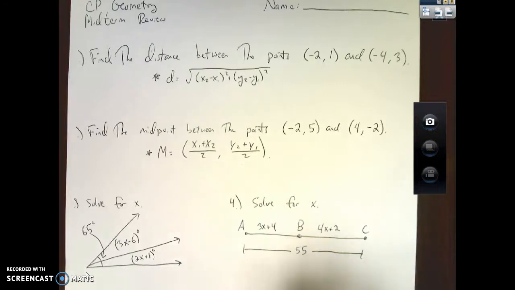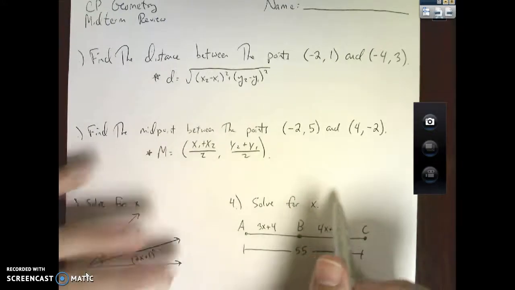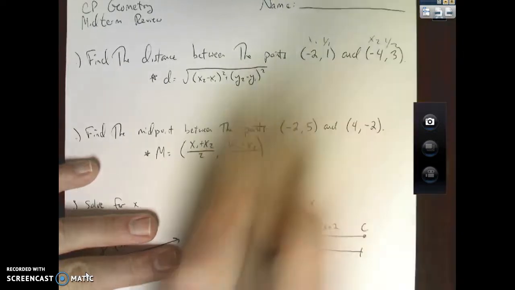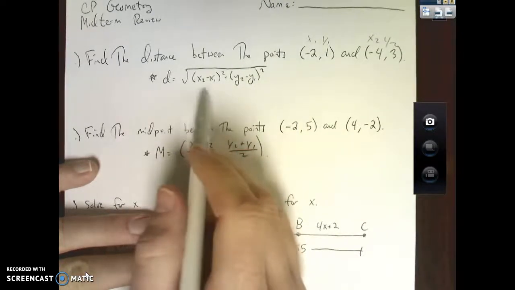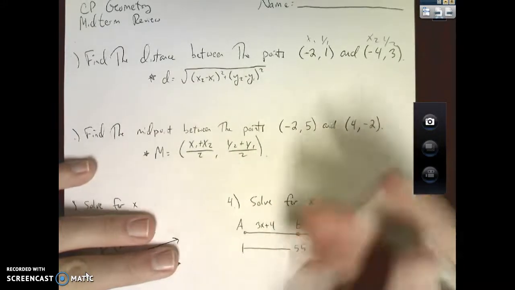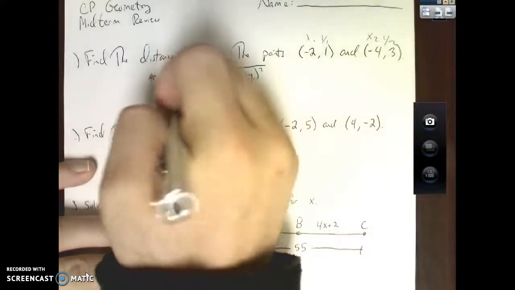So, first one says, state the distance between the points (-2, 1) and (-4, 3). Here's your x1, y1, x2, y2. This will be on the formula sheet. I'm not going to give it to you; you have to go and look at the formula sheet and figure out what the distance formula is. So now I'm plugging things in.